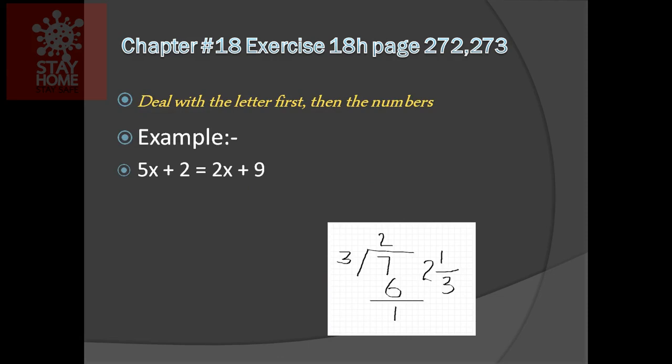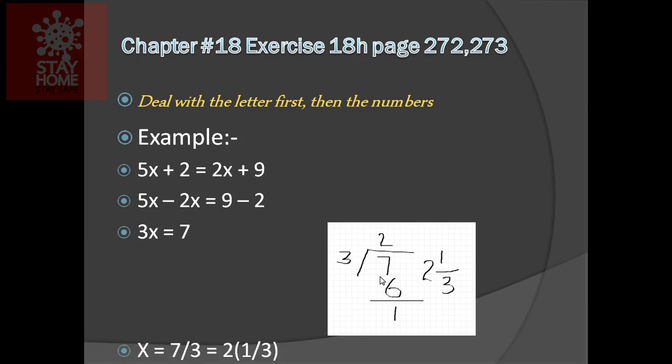This is the example. 5x plus 2 equal to x plus 9. Very simple. You will bring this x to the other side and plus 2 to the other side. So you can see now 5x minus x equal 9 minus 2. 5x minus x equal 4x, and 9 minus 2 equals 7. When you bring this 4 to the other side, it will divide. Now it is the improper fraction. Convert this improper fraction into the mixed number. You can see here this is converted to the mixed number.